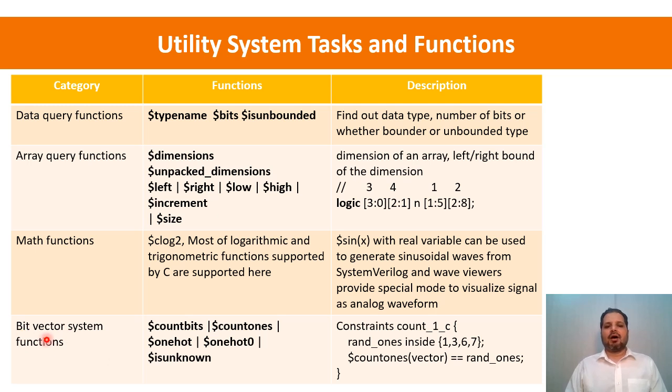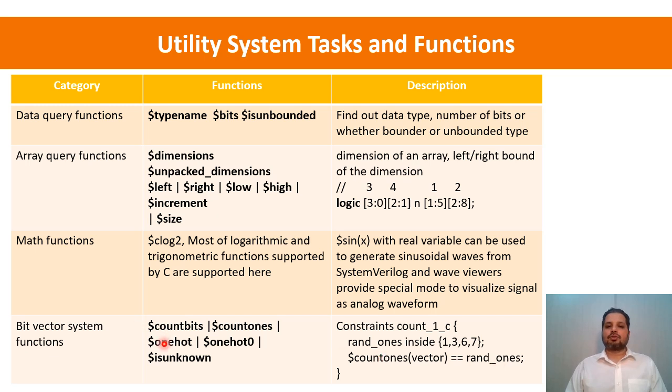And then you have the bit vector system functions. These are useful. Especially while solving constraints, if I want to randomize a particular variable such that the number of ones is some particular random number, then I can use $countones to find out.